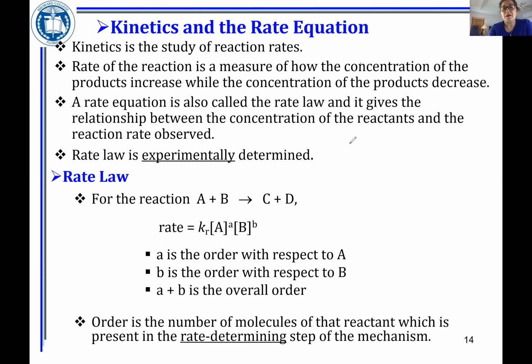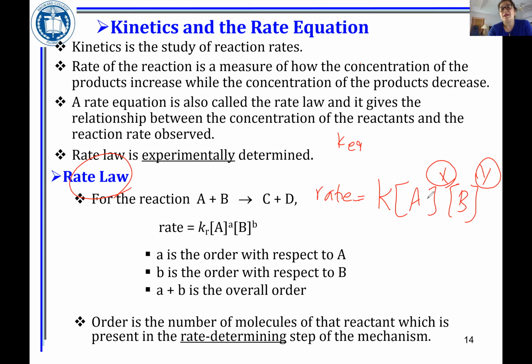K equilibrium is expressed based on products over the reactants, but the rate law is only based on the reactants. So you have the rate constant, the concentration of reactant 1 to the power of X, and the concentration of the second reactant to the power of Y. These values for X and Y are determined experimentally only.